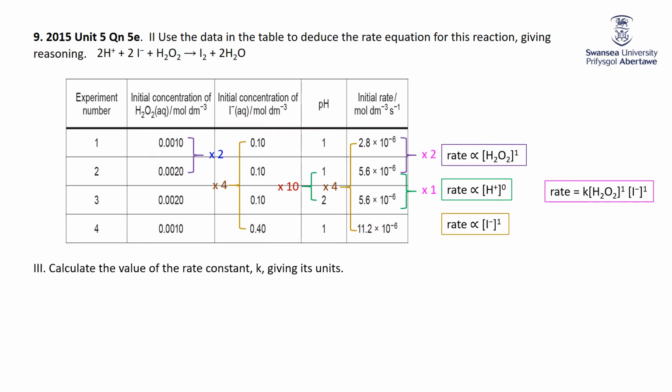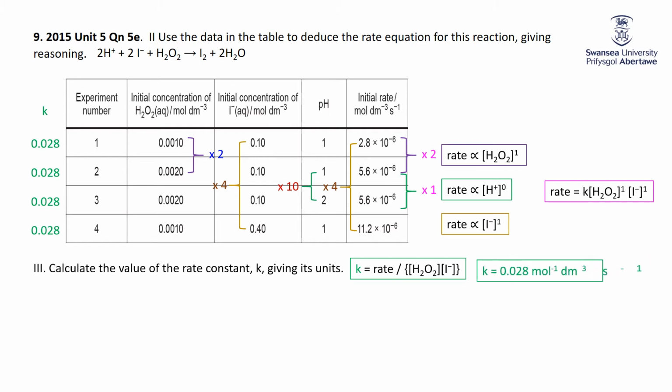Calculate the value of the rate constant given the units. Well, I always like to rearrange it so that now I've got k as rate divided by [H2O2] times [I-]. So now let's calculate k. Let's do it here, as that's where we got some space. So throwing in for experiment 1, we'll take the rate, 2.8 times 10 to the minus 6, divide it by 0.001, divide it by 0.1, and we get 0.028. Do the same for experiments 2, 3, and 4. Again, do it as many times as you can to double check your work. Put it all together, and k is 0.028 decimetres cubed per mole per second.